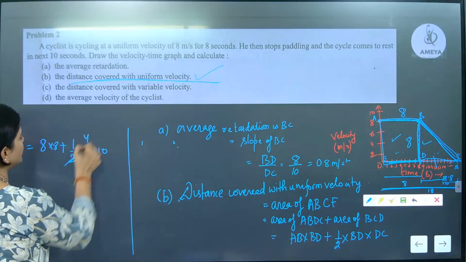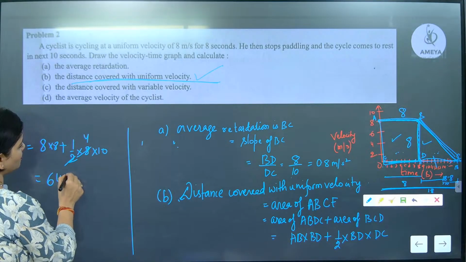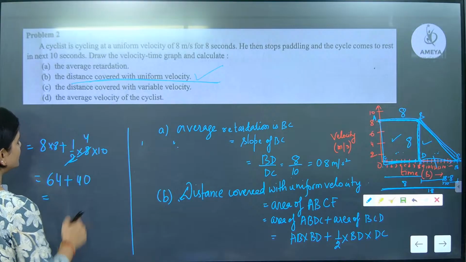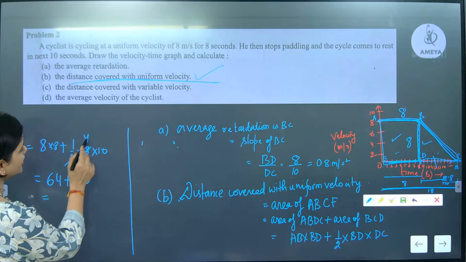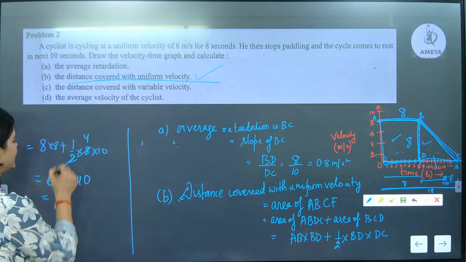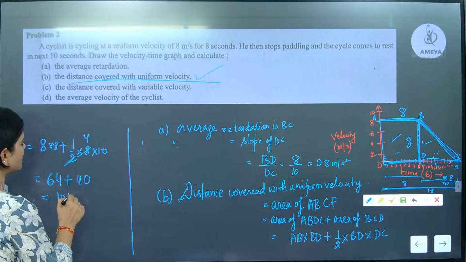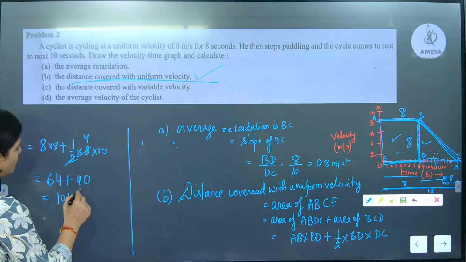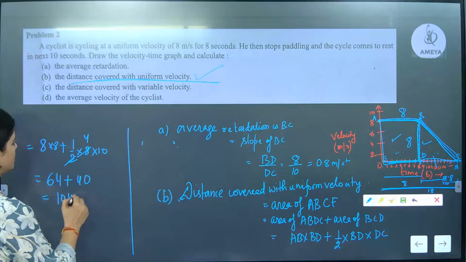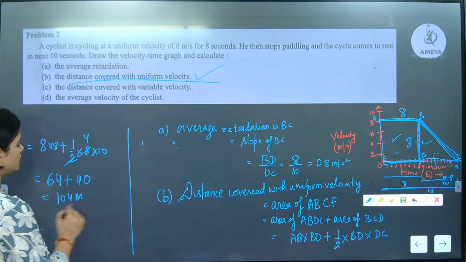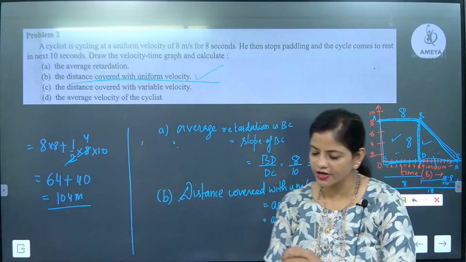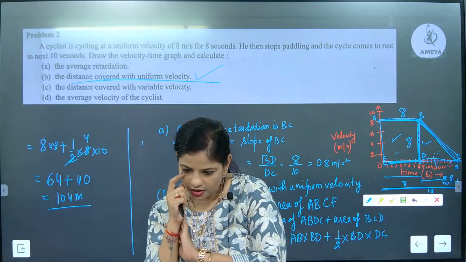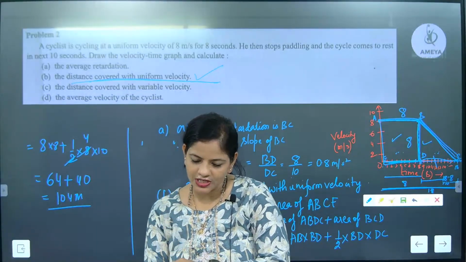Come on children, tell me the answer. 64 plus 40. How much is it coming? 40 only, no? 4 10s are 40, 8 8s are 64. So total how much? 104 kilometer or meter per second? Distance is only meter. So 104 meter. I hope you might have understood. Come on, tell me. Yes, absolutely correct.